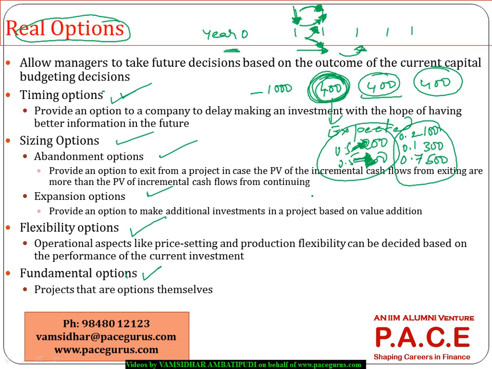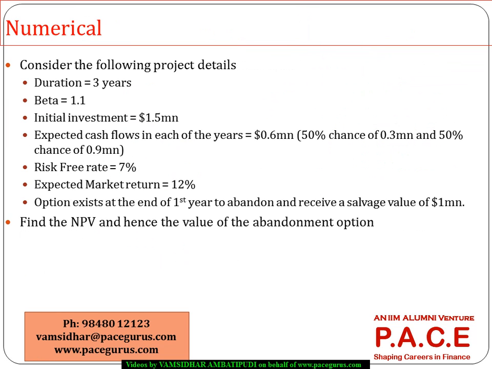But if the cash flows are not improving, I will not take up any more projects. So they are typically the fundamental projects wherein they are options in themselves. Probably I'll take up a project only if these costs are low. Otherwise, I will not even take up the project. So those things go under the fundamental options.